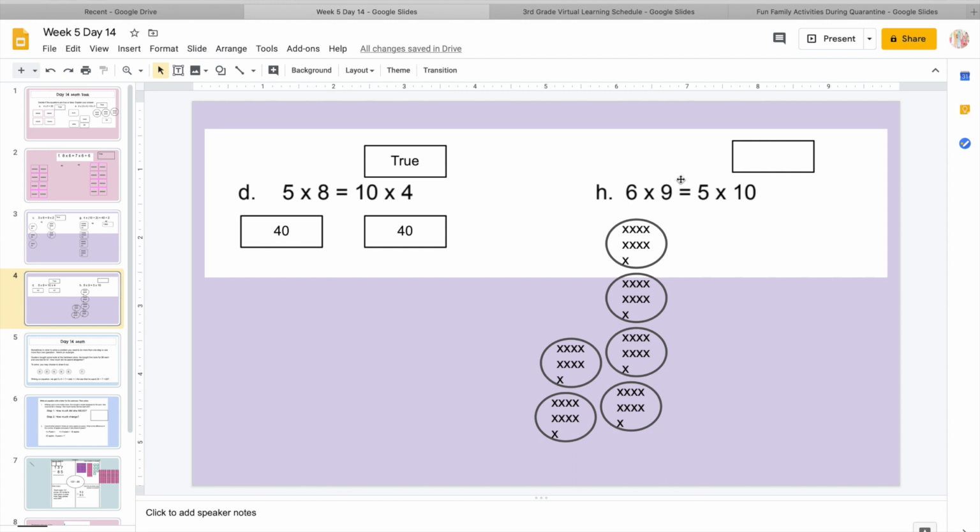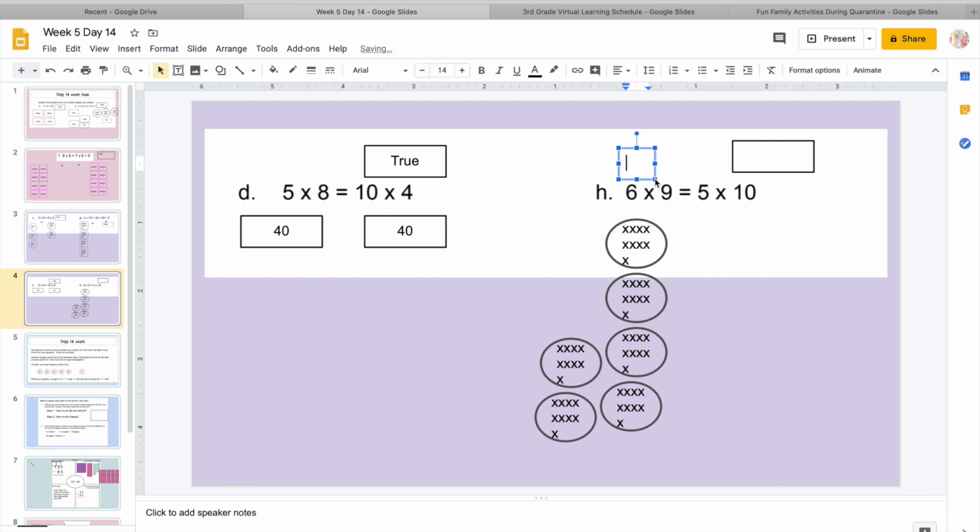So remember, we're only looking at one side at a time, so we're just going to focus on 6 times 9. So I did 1, 2, 3, 4, 5, 6 groups, and I put 9 x's in each group. So we're going to count 9, 10, 11, 12, 13, 14, 15, 16, 17, 18, 19, 20, 21, 22, 23, 24, 25, 26, 27, 28, 29, 30, 31, 32, 33, 34, 35, 36, 37, 38, 39, 40, 41, 42, 43, 44, 45, 46, 47, 48, 49, 50, 51, 52, 53, 54. So I know 6 times 9 equals 54.